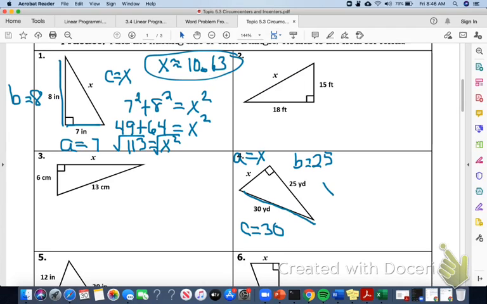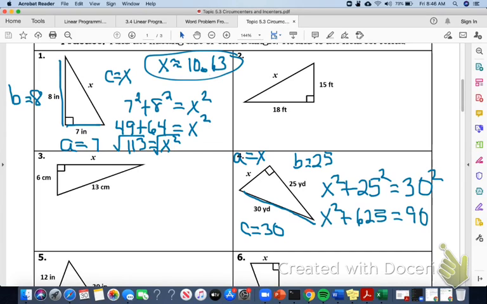Okay, so when I plug this in, I have X squared plus 25 squared equals C, which is 30 squared. So I'm going to simplify my squares. So 25 squared is 625. Oops, it's not equal to, it's plus 625 equals 30 squared, which is 900. So if I subtract 625 from both sides, I get X squared equals 275.